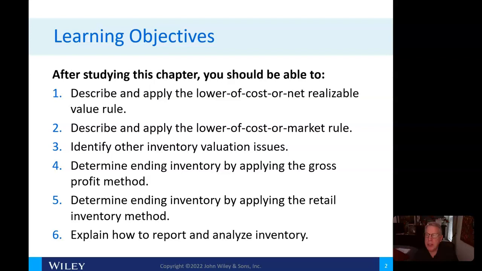Okay, our learning objectives are we're going to look at describing and applying the lower of cost or net realizable value rule. We'll take a look at describing and applying the lower of cost or market rule, and identify other inventory valuation issues, determine ending inventory by applying the gross profit method, and determine ending inventory by applying the retail inventory method, and finally explain how to report and analyze inventory.